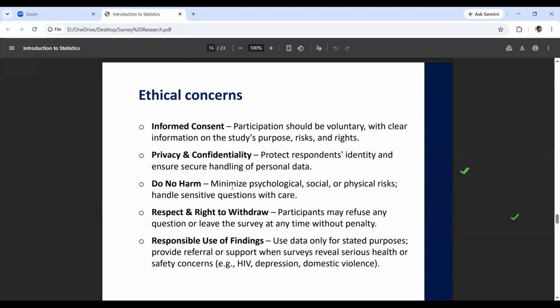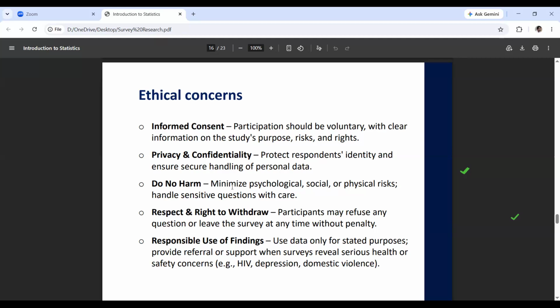Very important. I will skip some slides, but I cannot afford to skip this slide. While conducting surveys or any research method, we must take care of ethical concerns. There are some key pointers we must take care of. First is informed consent. Participation should be voluntary with clear information on the study's purpose, risks, and rights. Then protect respondents' identity and ensure secure handling of personal data with confidentiality and anonymity.